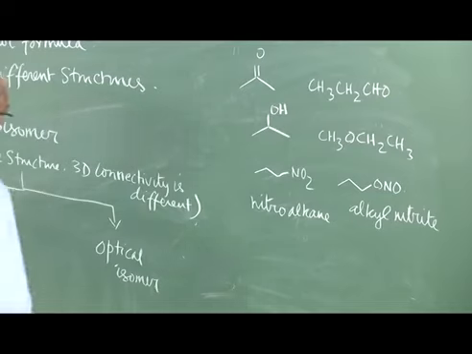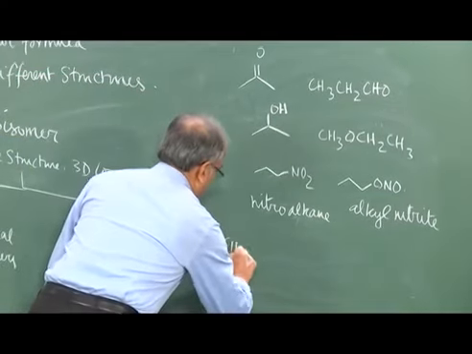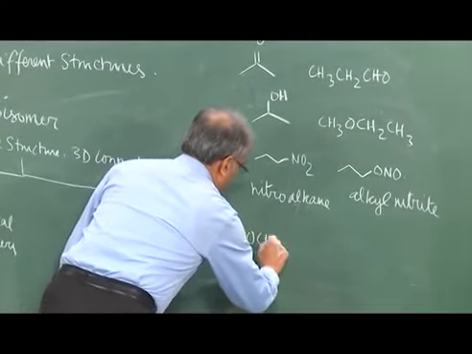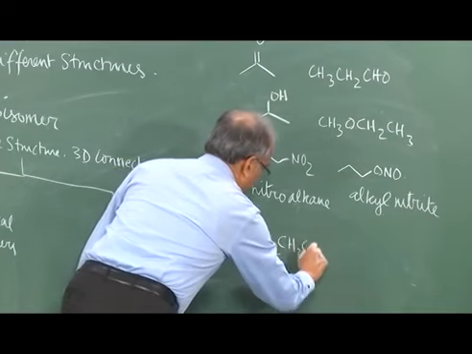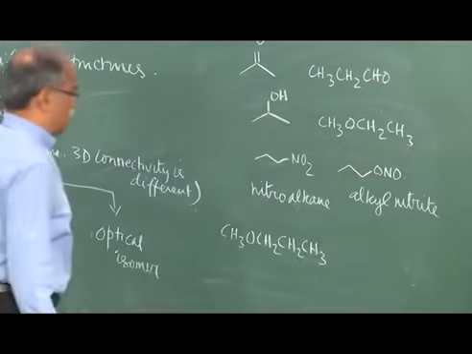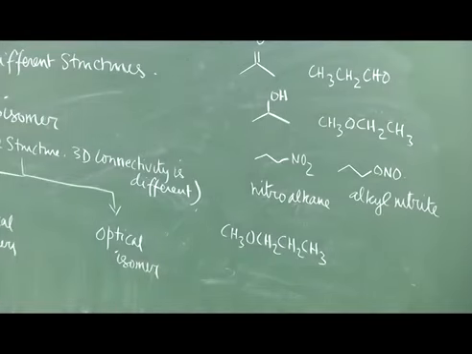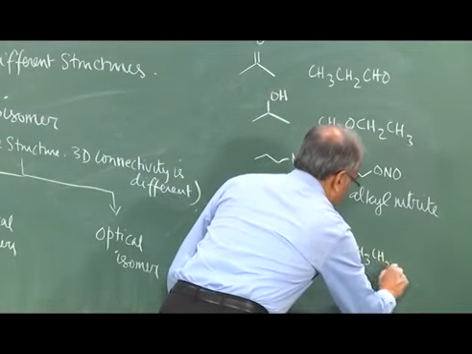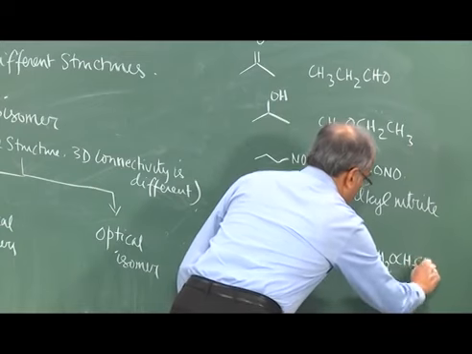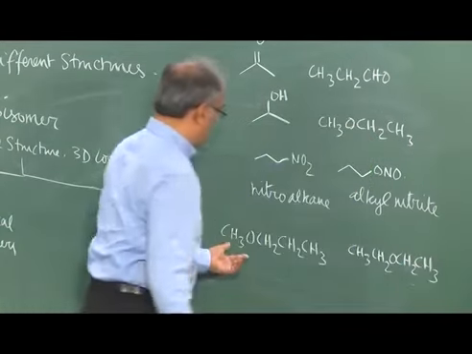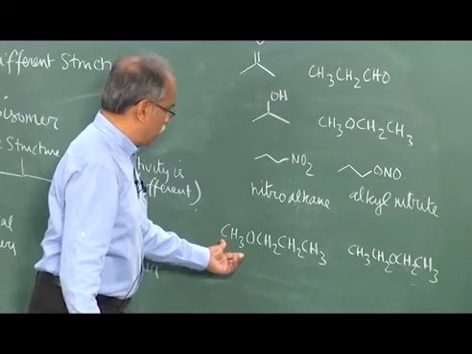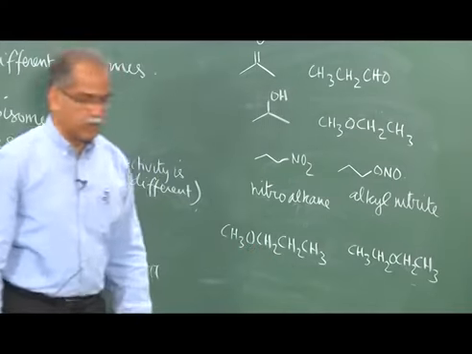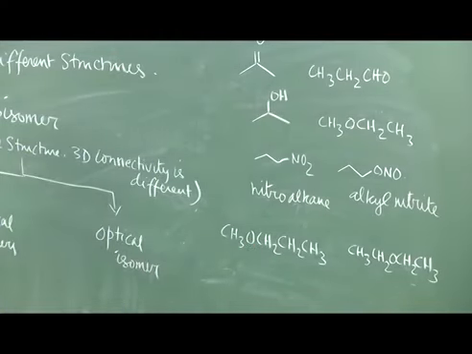Metamers, when you have, let us say for example, two alkyl groups attached to a common atom like oxygen in this particular case, you can have isomers of this kind. This is diethyl ether, whereas this is propyl methyl ether. So, these are again isomers. The position of the oxygen is different in the chain. So, these are called metamers.